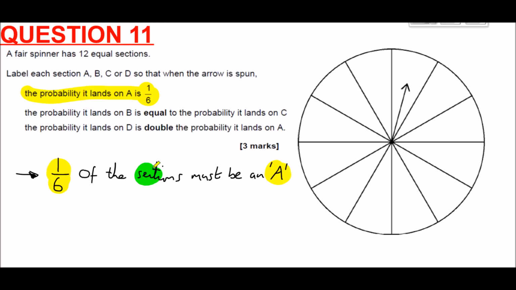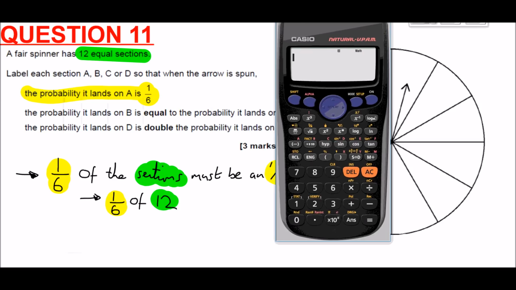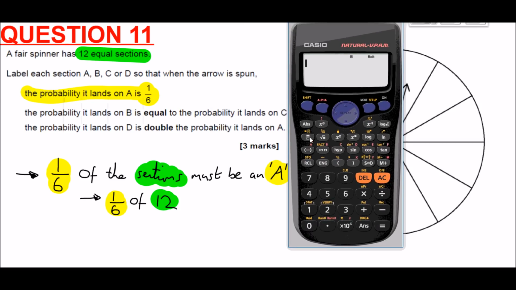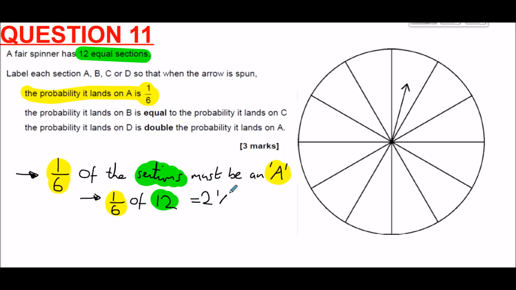But of course, how many sections are we talking about? Well, we're told there's 12 equal sections, and if you wanted to, you could count them up on the diagram. So what we need to work out here is 1/6 of 12, because there's 12 sections. So 1/6 of 12, we can just do directly by doing 12 divided by 6, or if you prefer, you can use your calculator fraction function and type in 1/6 multiplied by 12, not 13, times by 12, which gives us 2. So 2 sections need to be labelled A.